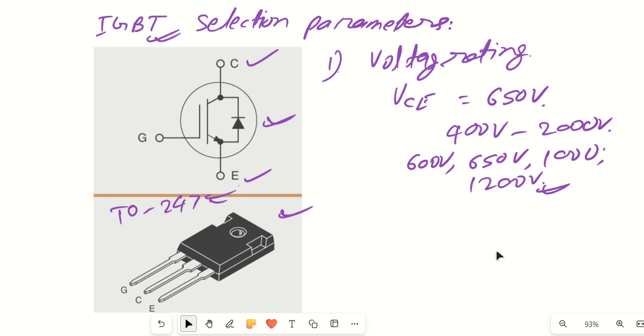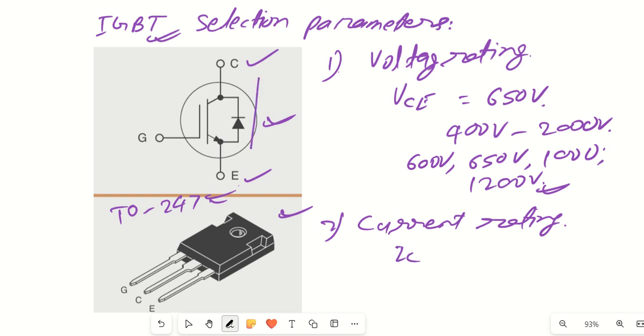Okay. Now coming back to the second parameter, which is current rating. So what is the current rating that you are looking for? That is nothing but your collector current. Basically when it is in saturation mode, what will be the current that will be flowing through collector to emitter. Let us say, for example, a 40 ampere rating or 80 ampere rating or maybe 100 ampere rating. So all these parameters we can have a look into.